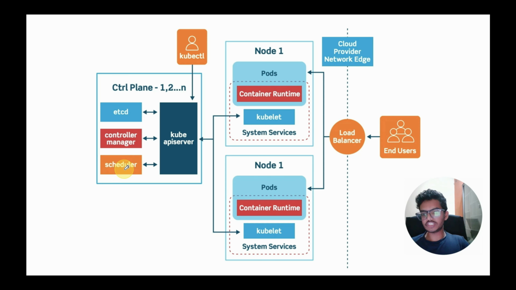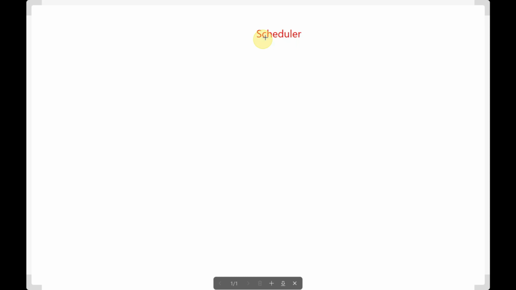Then the second component is the scheduler. The scheduler is responsible for deciding where to run the applications. Here the scheduler is like a smart matchmaker. It will ensure that each pod finds the best worker node to run. Let's see how the scheduler works. So the first step is pod creation. When you create a pod, it doesn't immediately know where to run.